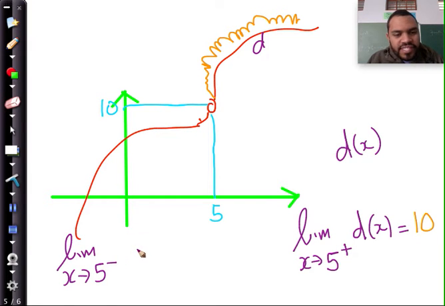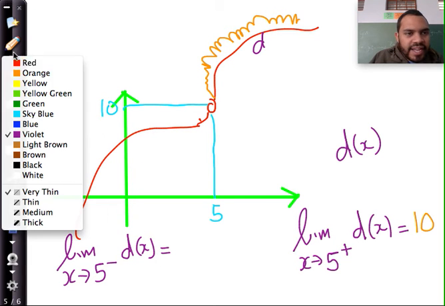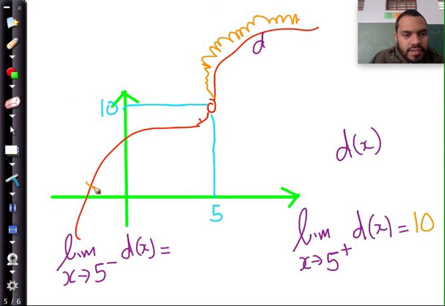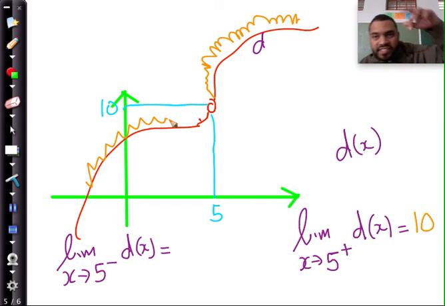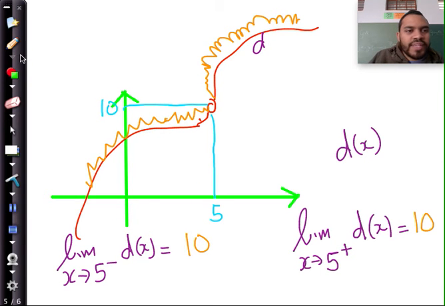Not f of x, what's this function called? D of x, right? And I run and I run. Take your fingers, run on the curve. Okay, and where do you end up? Also at 10. Now we say that these two partial limits are equivalent. In other words, the right hand side limit equals the left hand side limit. And when that is true, we can now say that therefore the limit exists, right?